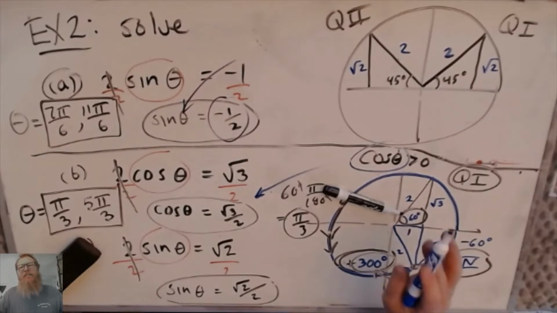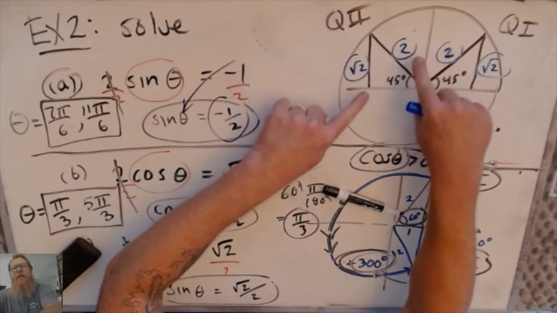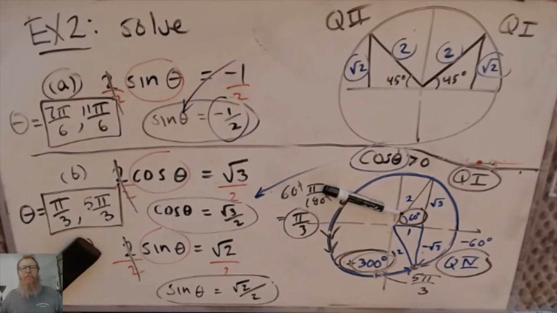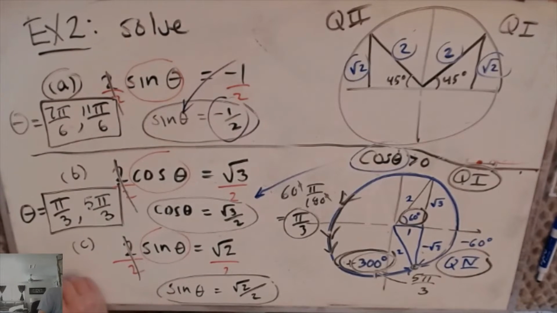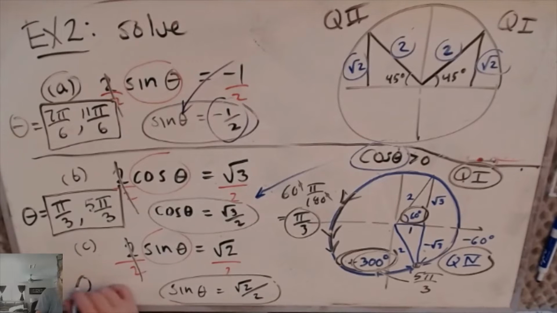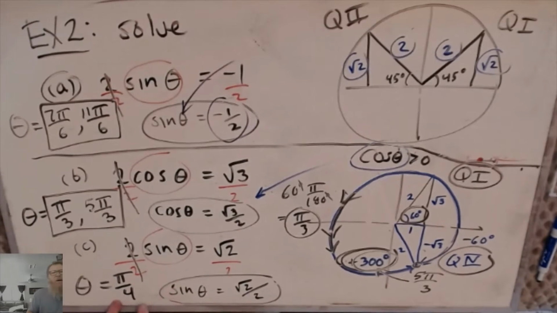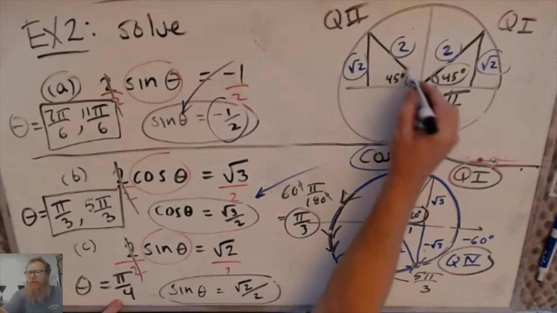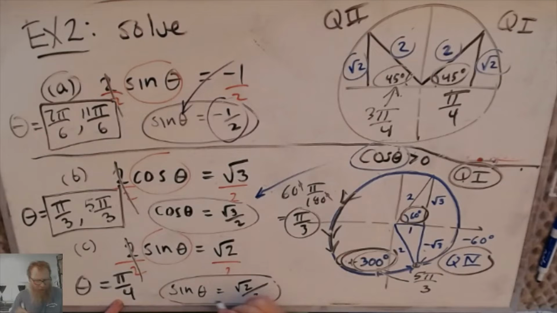And we're talking about sine, so all I care about is the y value and the hypotenuse. I don't care about the x value when you're doing sine. So this one would be 45 degrees. So the answer to part C is theta is pi over 4. That's right here, pi over 4. And we already know this one from earlier. 3 pi over 4 because it's in quadrant 2.